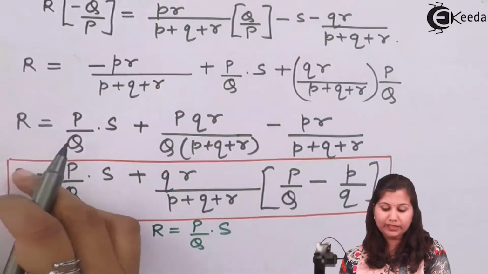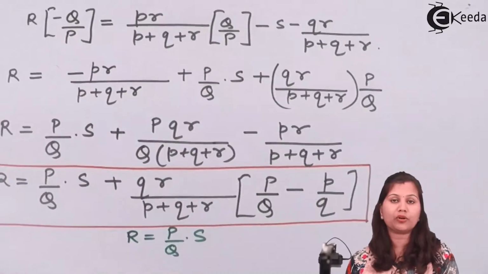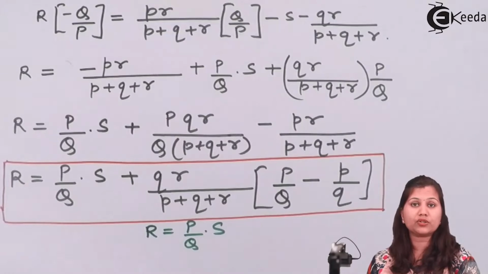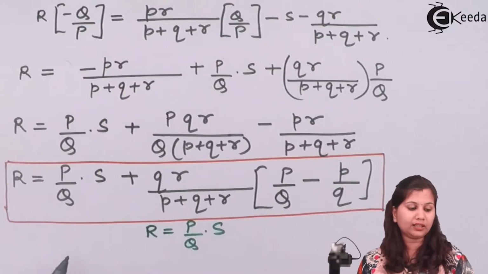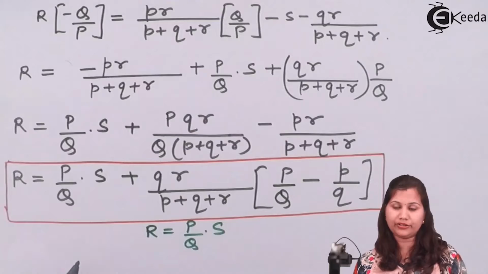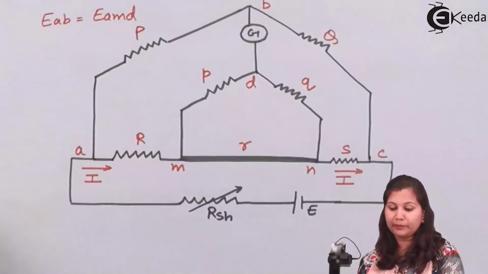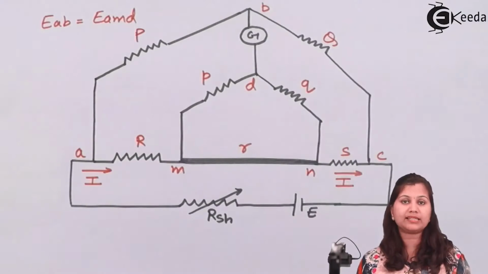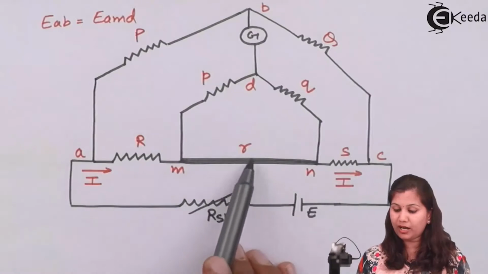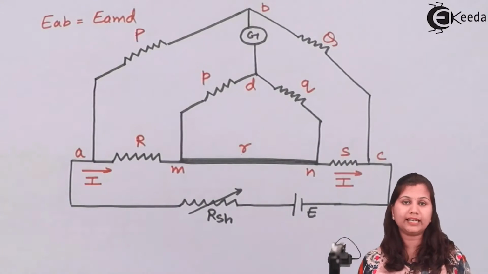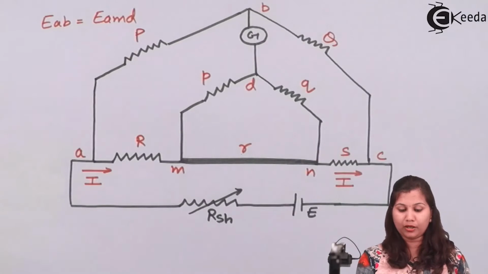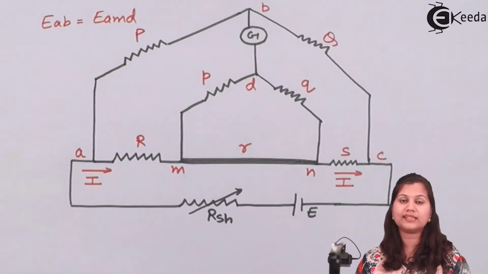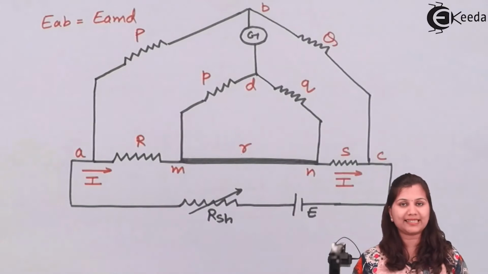So this was the Kelvin double bridge, which is used for the measurement of low resistances, for example the measurement of the resistance of the connecting lead between the unknown resistance and the standard resistance. Here in the Kelvin double bridge, because there are two sets of ratio arms, that is why its name is double bridge. And here we have R as the resistance of the connecting lead which we want to measure. So I hope that this topic, measurement of low resistance using the Kelvin double bridge method, is clear to you.